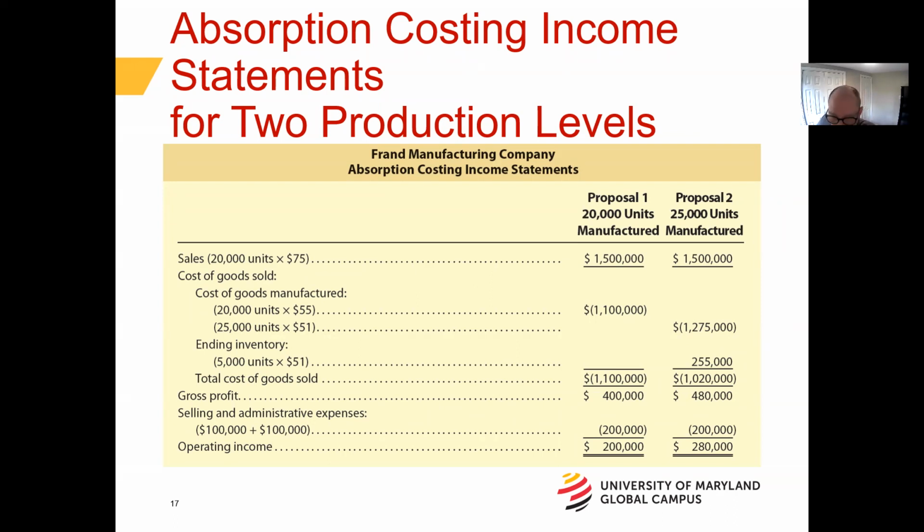So let's take a look at the total cost of goods sold. Total cost of goods sold in proposal 1, 1.1 million. Very straightforward. Under cost of goods sold for proposal 2, 1,020,000. How we got that? Take your cost of goods manufactured minus your ending inventory. Get your cost of goods sold.